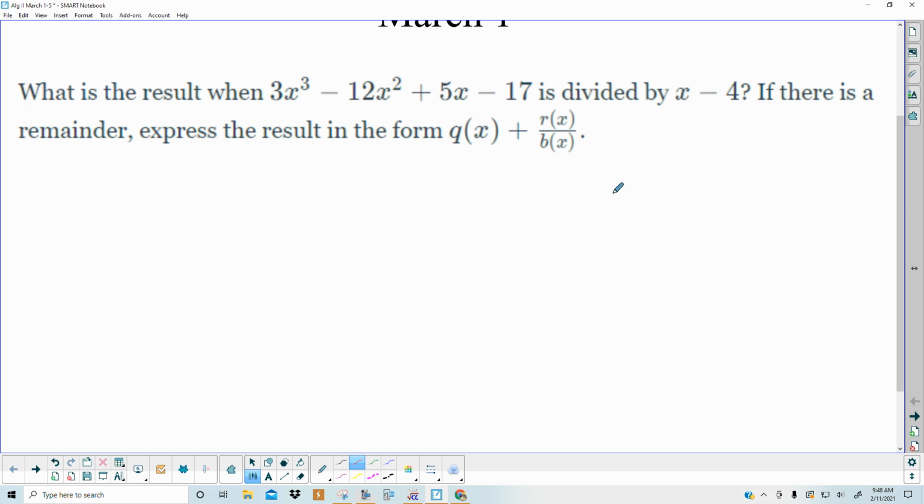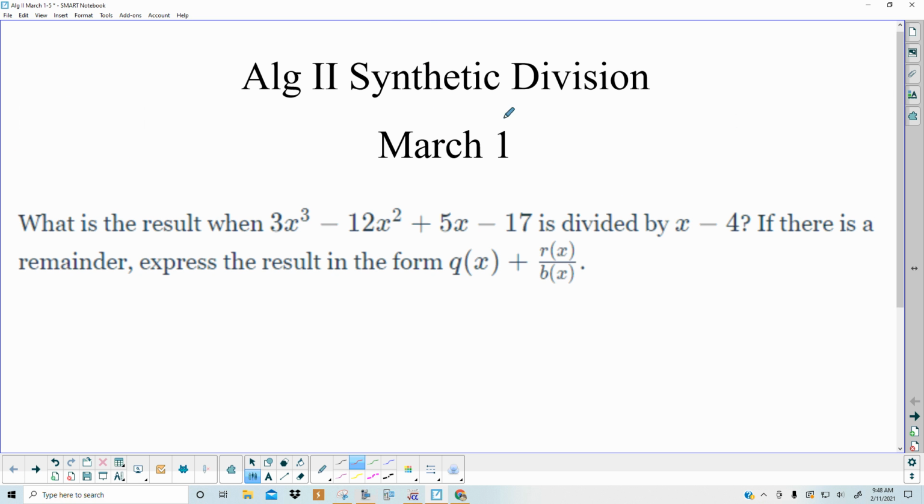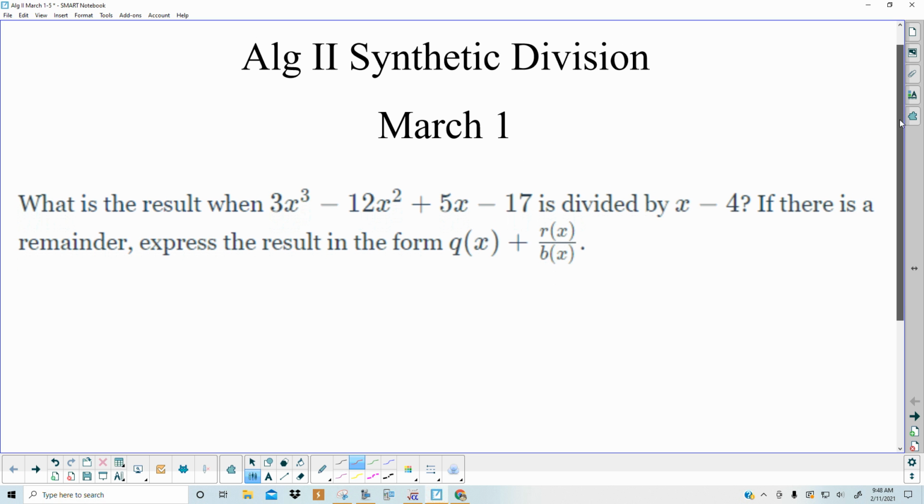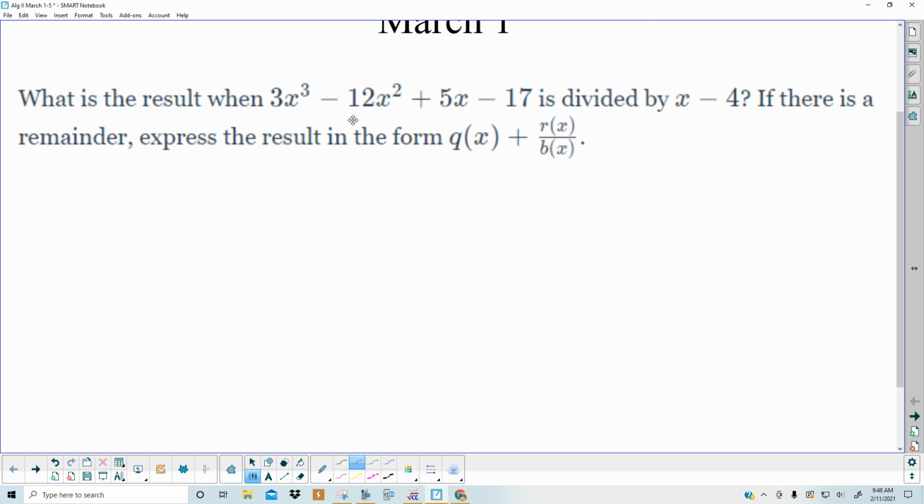Hello, everybody. So, what you guys are looking at is doing synthetic division instead of long division. But I want to convince you that synthetic works by doing this with long division first. So this says take x minus 4 and divide it into 3x cubed minus 12x squared plus 5x minus 17.